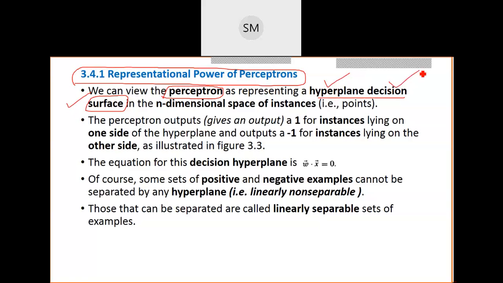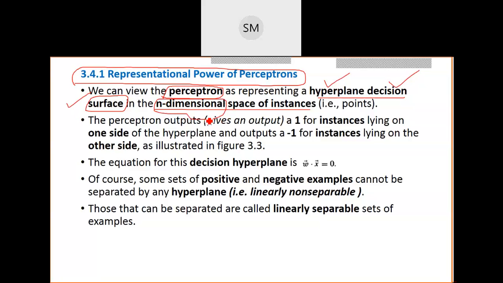decision surface. And where is this surface present? This surface is present in some space of examples, or some space of instances, or some space of points. So what is the dimensionality of that space? That dimensionality is n dimensions. It means that it is multi-dimensional. It may be one dimensional, two dimensional, three dimensional, four dimensional, or n dimensional space.